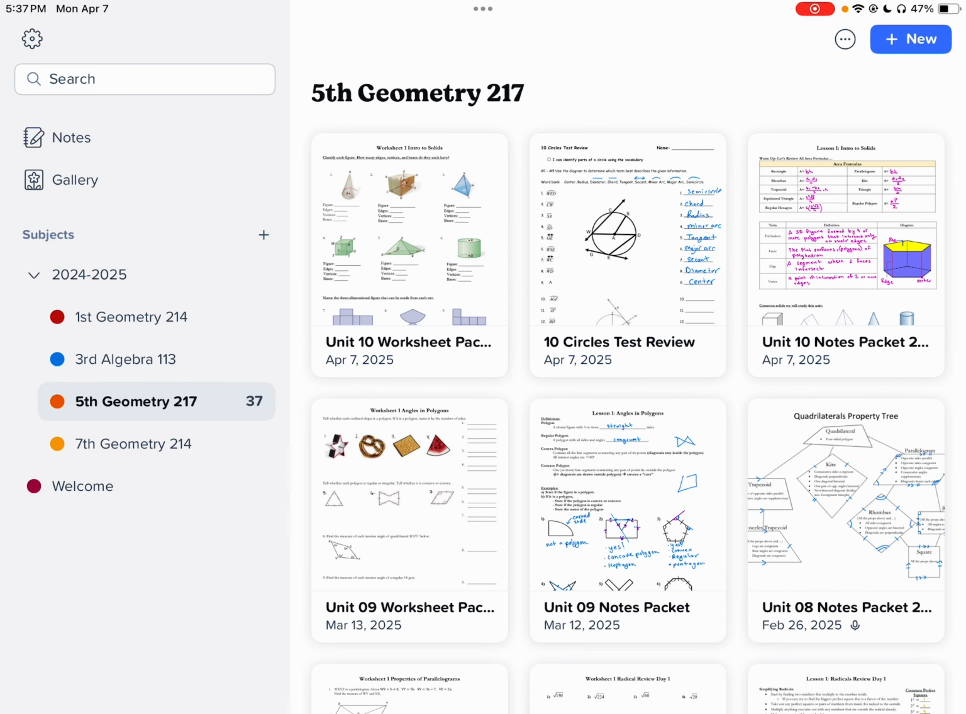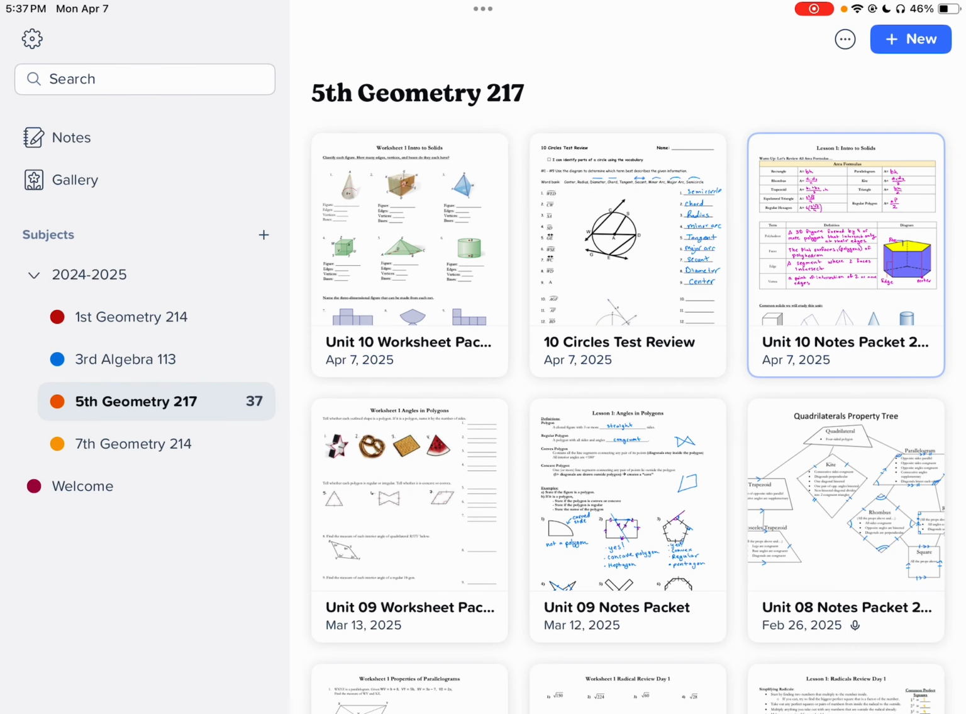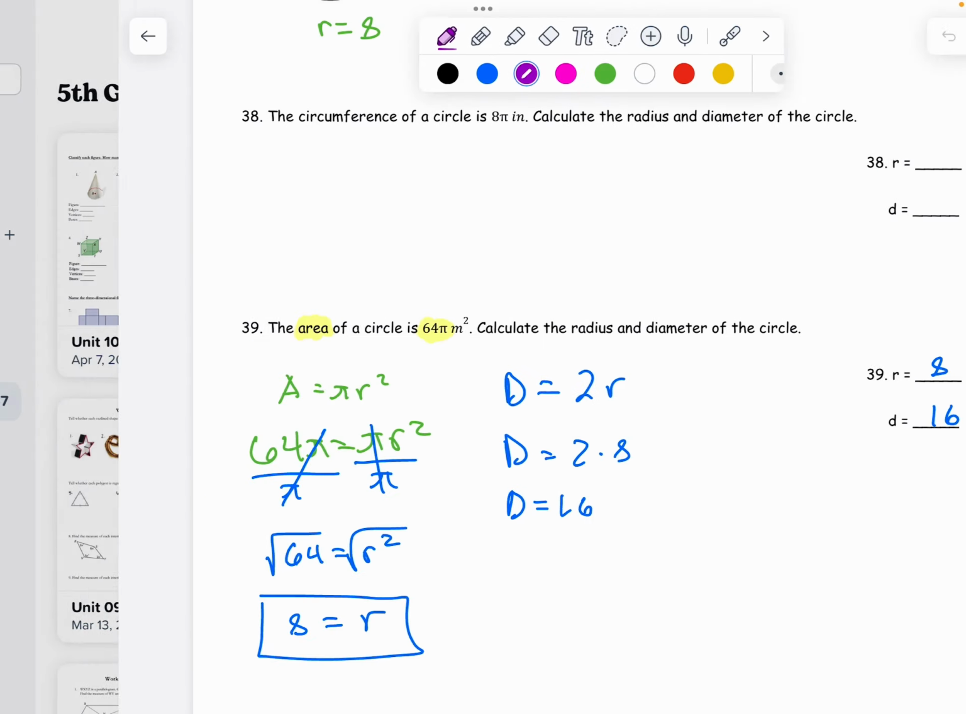here we go. The formulas for a hemisphere, we've got a few. We've got lateral area, which is 2 pi r squared. We have 3 pi r squared and 2 over 3 pi r cubed. So in this case, they gave us the volume. So we're going to have to use the volume formula of 2 over 3 pi r cubed. So let's go ahead and do that.